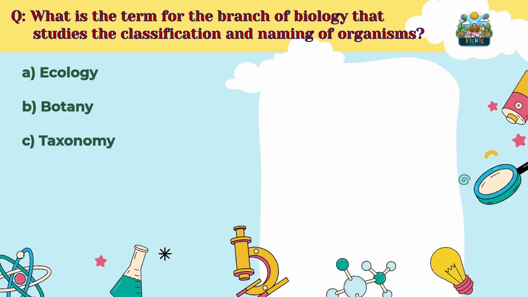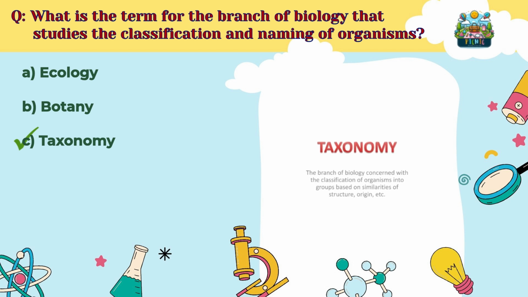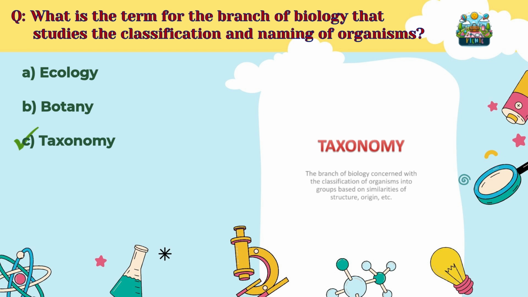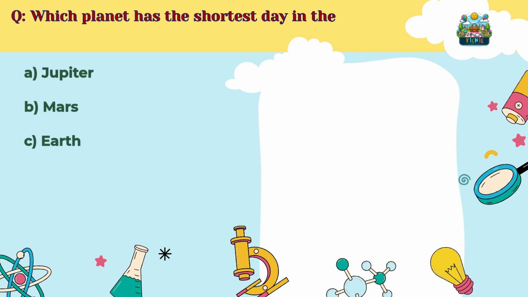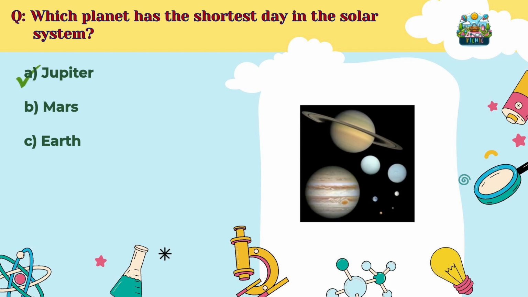What is the term for the branch of biology that studies the classification and naming of organisms? The branch of biology that studies the classification and naming of organisms is called taxonomy. Which planet has the shortest day in the solar system? The planet with the shortest day is Jupiter.